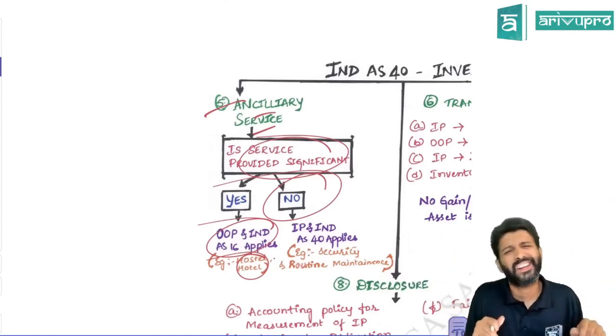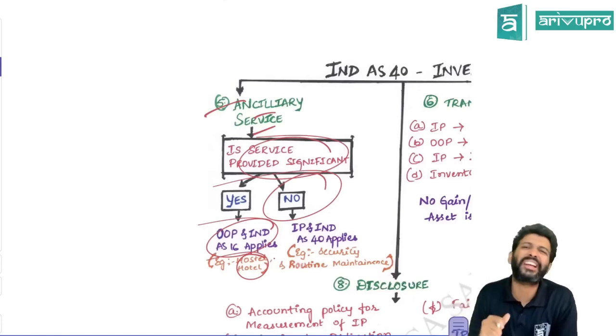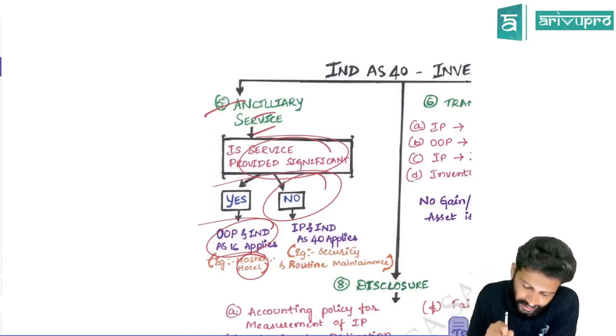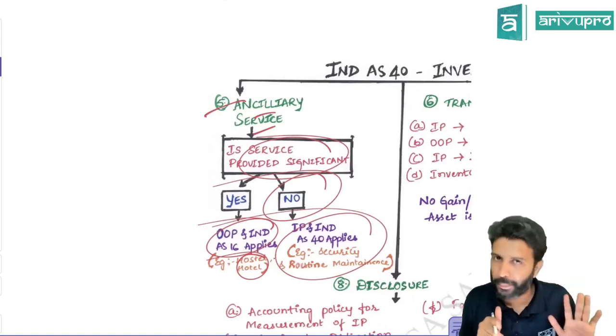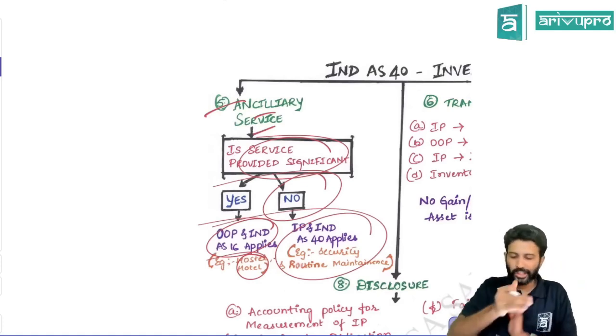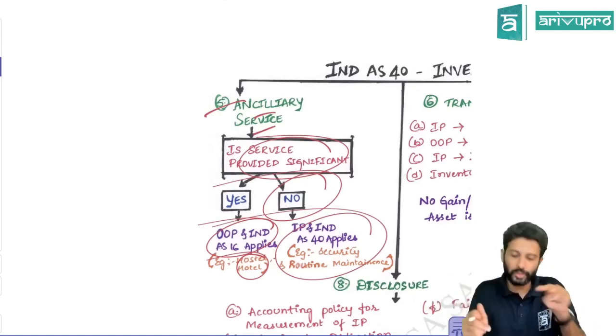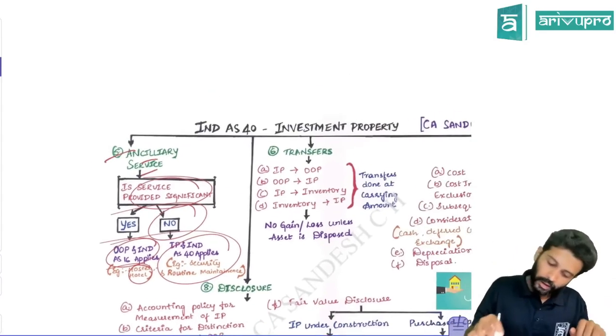So all those are your routine services, right? They are not your significant service. So if the service portion is not significant, then the entire property will be classified as investment property. Then IND AS 40 shall apply to that particular portion. Okay, so that's about service. If a property is let out with some service, what to do? This is the guidance.